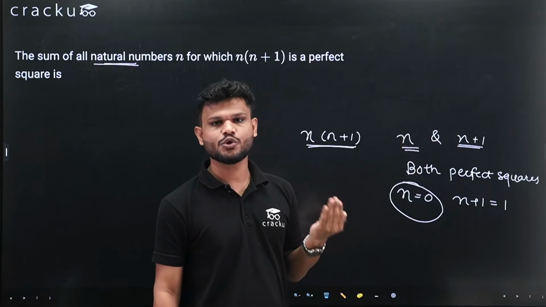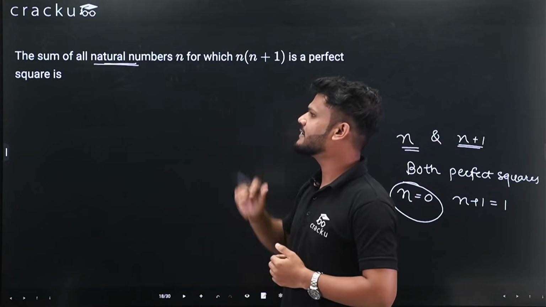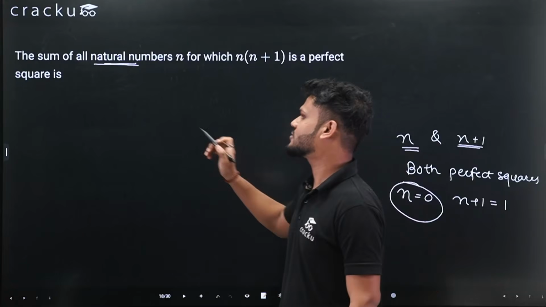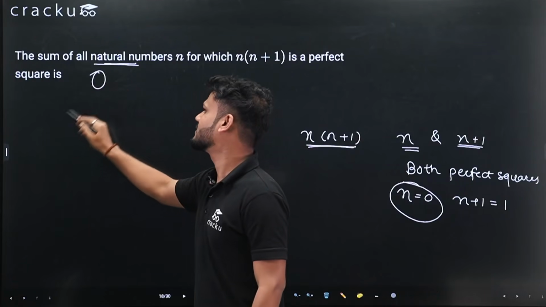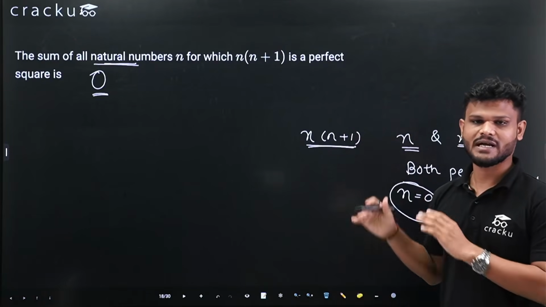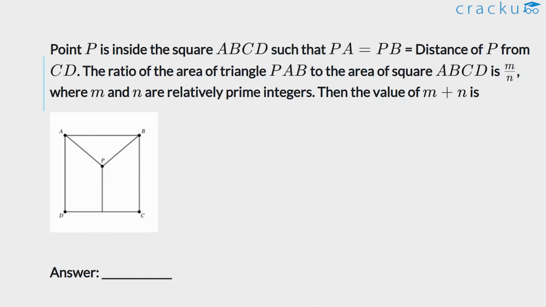And in that also, 0 is not a natural number. So how many natural numbers are there? There are 0 such natural numbers. And the sum of all such natural numbers is nothing but 0 only, because we don't have any natural number. So technically 0 should be the correct answer.